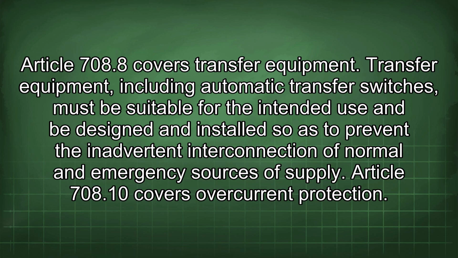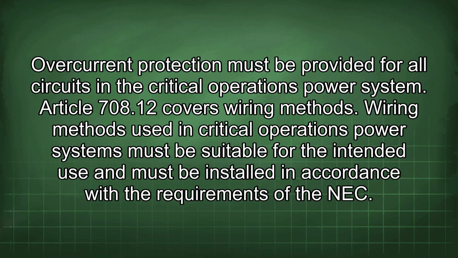Article 708.10 covers overcurrent protection. Overcurrent protection must be provided for all circuits in the critical operations power system. Article 708.12 covers wiring methods. Wiring methods used in critical operations power systems must be suitable for the intended use and must be installed in accordance with the requirements of the NEC.